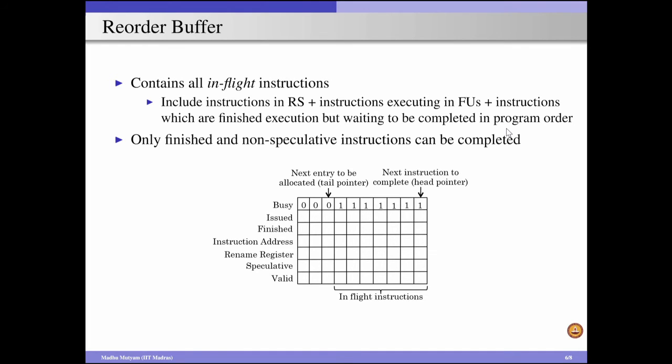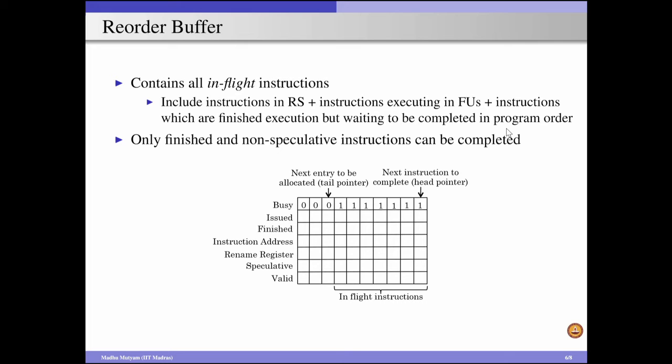A reorder buffer is implemented as a circular queue which consists of multiple entries, and when an instruction is dispatched to the reservation station, we allocate an entry in the reorder buffer. Each entry in the reorder buffer consists of multiple fields. One is the busy bit, which says whether the entry is allocated to an instruction or not. The second field is called issued, which specifies whether the instruction is issued to the functional unit or not. A finished field specifies whether the instruction has finished its execution or not.